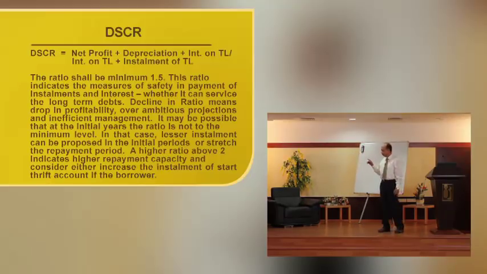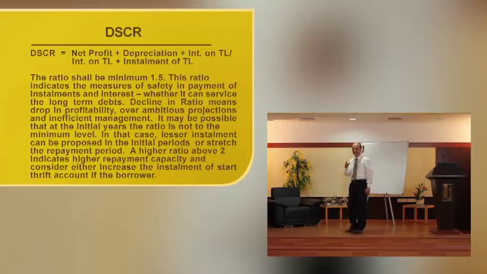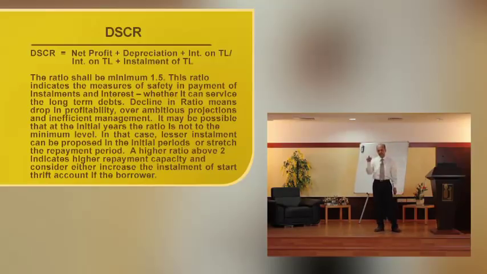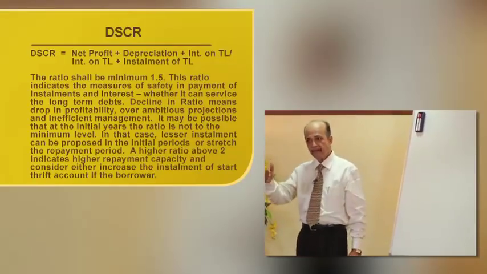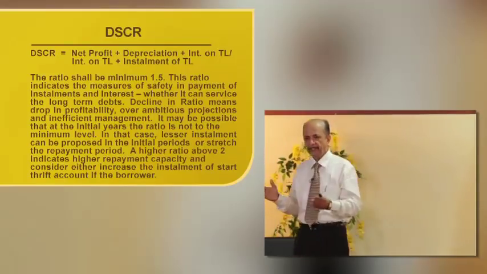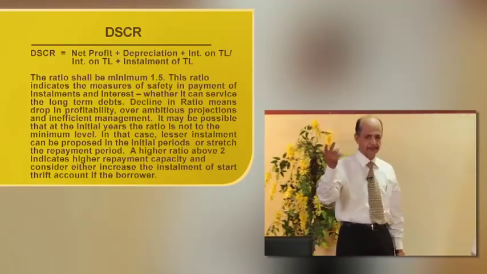That is one way. In another case, suppose the ratio is more than 2. 1.5 to 2 is taken as ideal, but the benchmark is 1.5. If it is beyond 2, that indicates that its income generation is more than 2 times the required level. That gives an indication to the banker that yes, he has got adequate income, so our funds should be called back. So the repayment period can be reduced, or the amount can be increased.